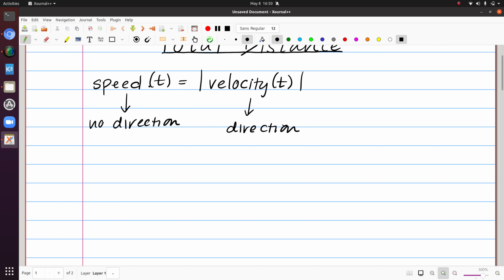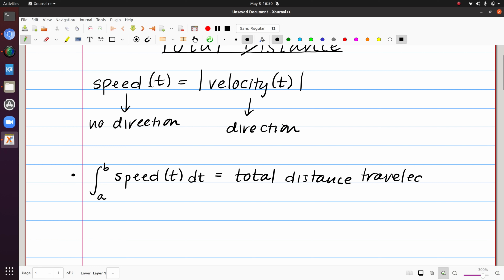So one of the things we'll look at here is that the integral from a to b of the speed function, I should write dt, that gives the total distance traveled from time A to time B. So if you integrate speed, you get total distance traveled.